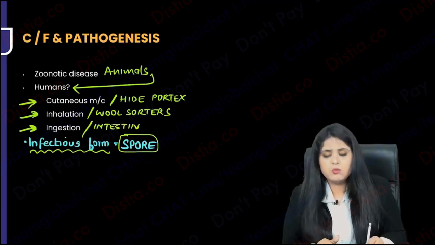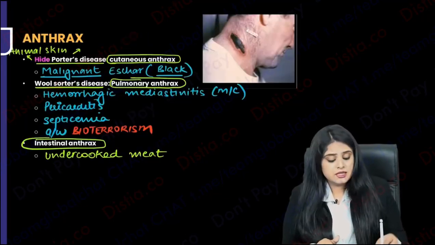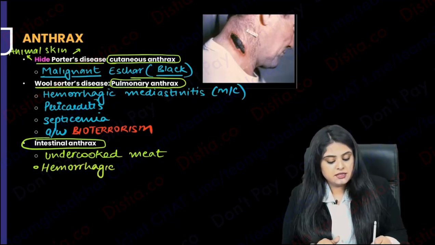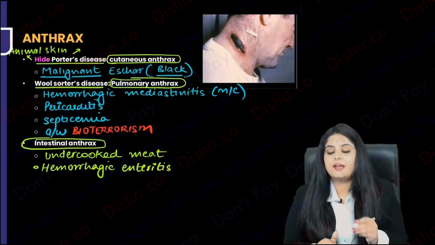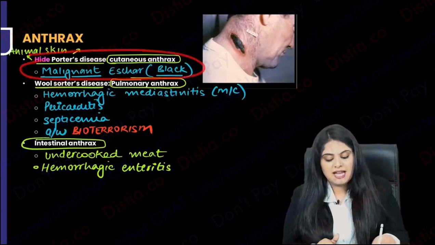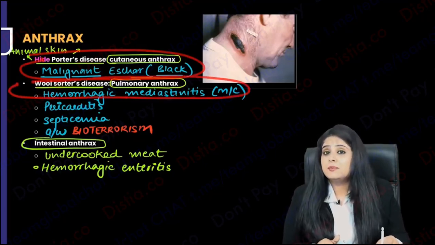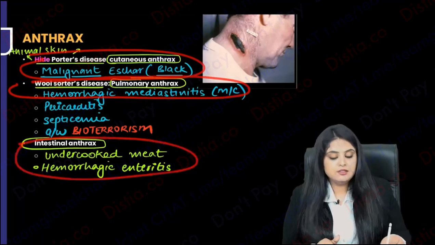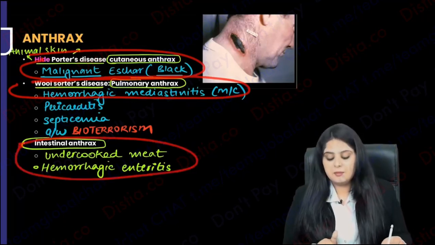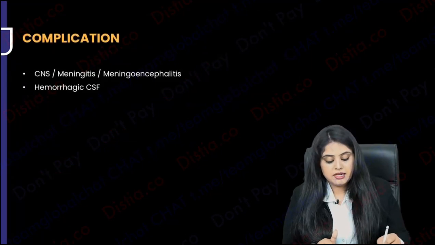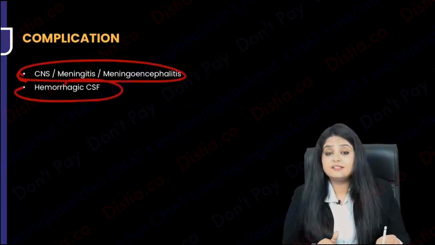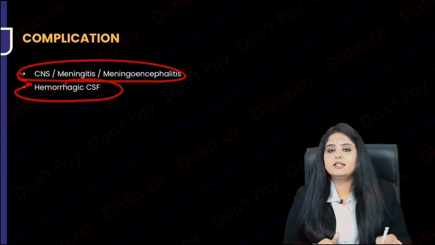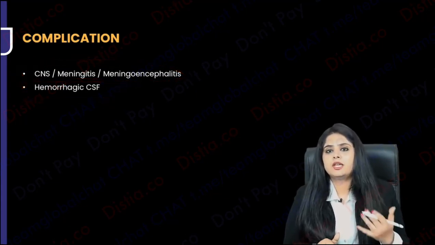So you forgot to tell me what happens in the intestine. Diarrhea, fine. But in the intestine, there is going to be hemorrhagic enteritis. Ultimately I realize everywhere hemorrhage is happening. In the skin also something black, hemorrhagic is happening. In the pulmonary system also hemorrhagic mediastinitis is happening. In the intestine also hemorrhagic enteritis is happening. And if this ends up getting complicated, then the brain will get affected and the CSF will also become hemorrhagic. Did you remember? Everything about it is going to be hemorrhagic.